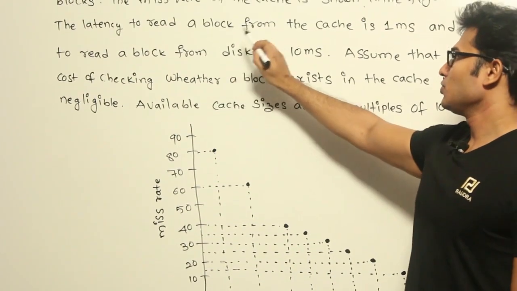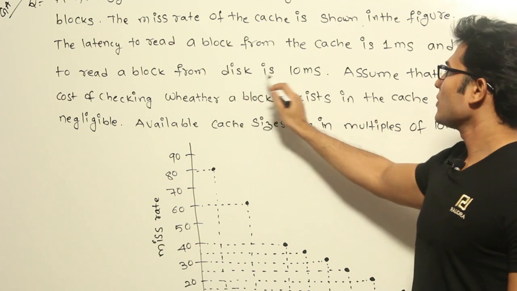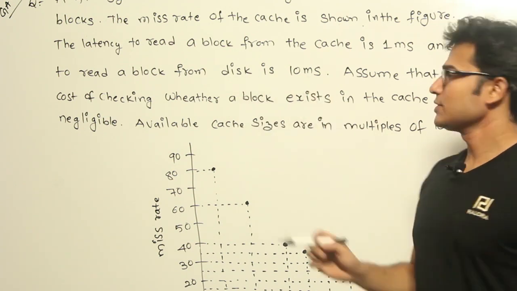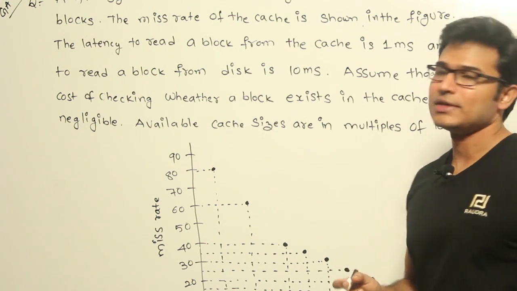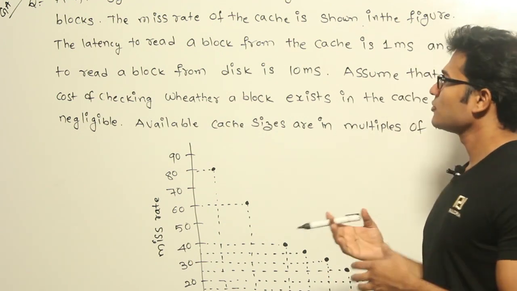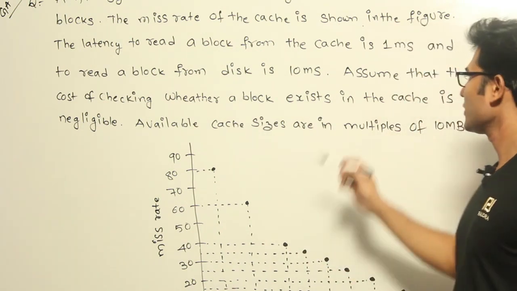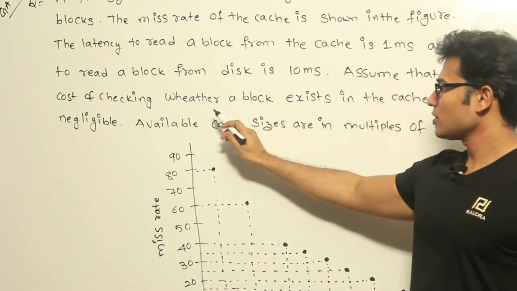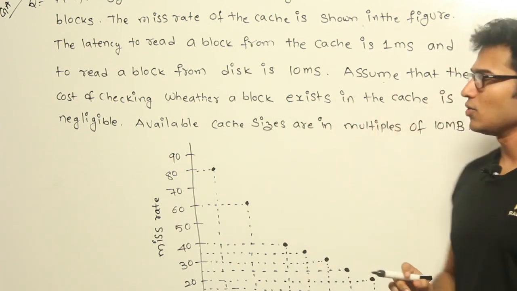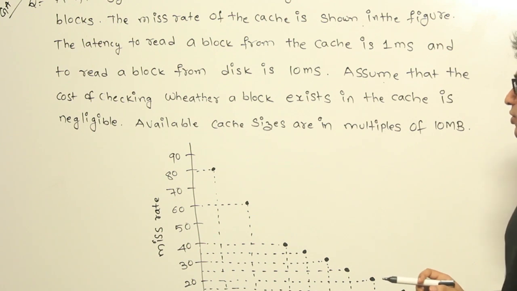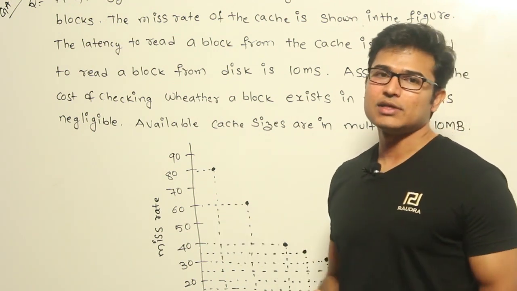The latency to read a block from the cache is 1 millisecond, and to read a block from the disk is 10 milliseconds, which means if the block is directly present in the cache, the time taken to read it is 1 millisecond. If it is not present in the cache, we might have to read it from the disk. In that case, the time taken will be 10 milliseconds. Assume that the cost of checking whether a block exists in the cache is negligible. So just assume that we don't have any cost to check whether it is present in the hard disk or not.